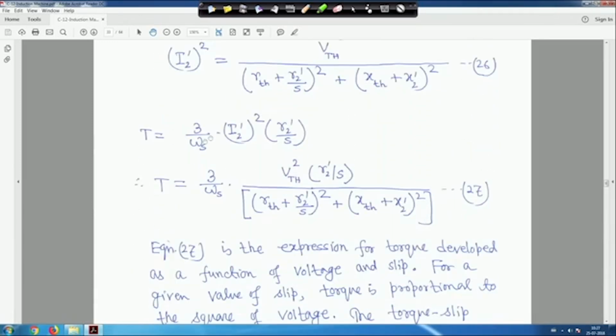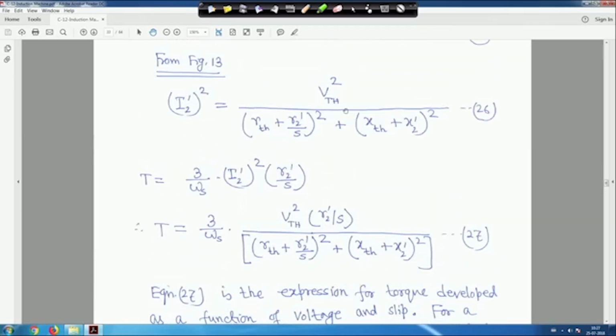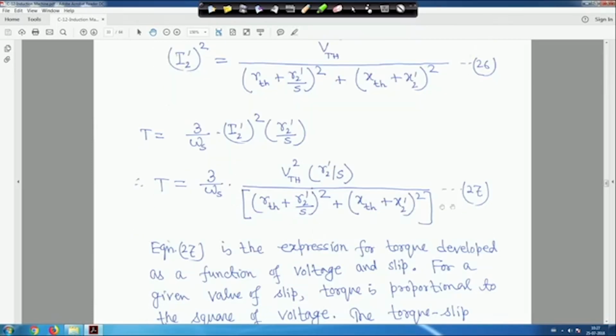Now we know torque is equal to Pg upon omega s. So Pg is equal to 3 I2 dash square into R2 dash by s, so torque is 3 upon omega s. Then for I2 dash square, from this expression you substitute here, into your R2 dash by s. So this is my torque expression. This is equation 27, right.